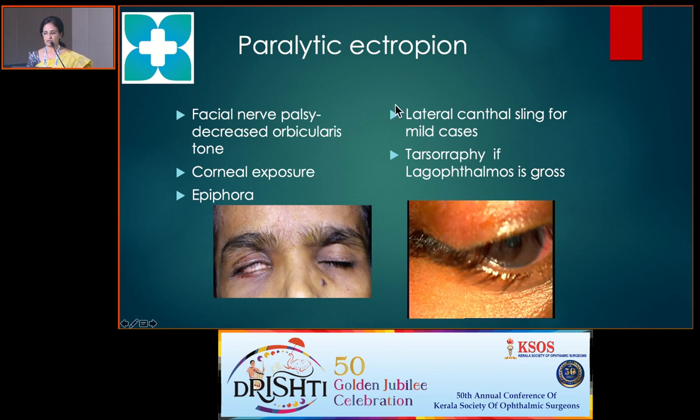Paralytic ectropion: the patient will come with lagophthalmos and watering. Dr. Shruti has talked extensively about it. So look for the signs of facial nerve palsy. Watering is due to decreased orbicularis tone, corneal exposure, etc. So even if you correct the ectropion, the patient may not be relieved of watering, and you have to warn the patient about that. In mild cases, you can do a lateral canthal sling and tarsorrhaphy also. And if required, you have to do medial canthoplasty also.